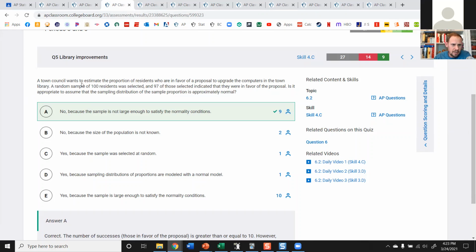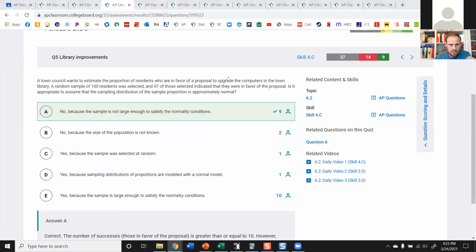All right, next one. A town council wants to estimate the proportion of residents who are in favor of a proposal to upgrade the computers in the town library. A random sample of 100 residents is selected, and 97 of those selected indicated that they were in favor of the proposal. Is it appropriate to assume the sampling distribution of the sample proportion is approximately normal?